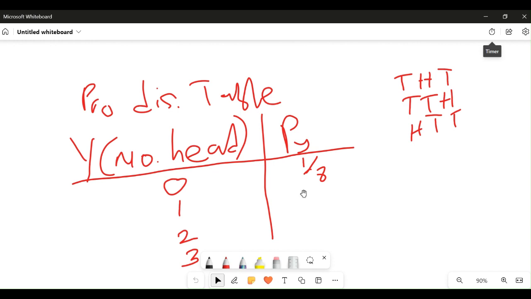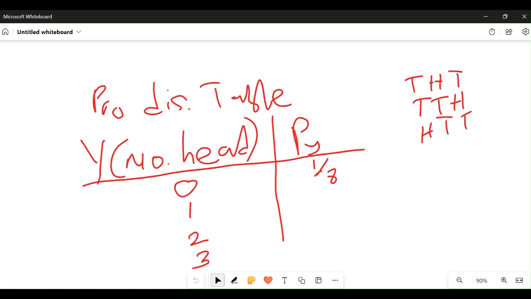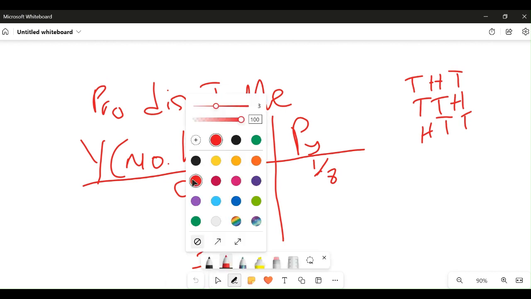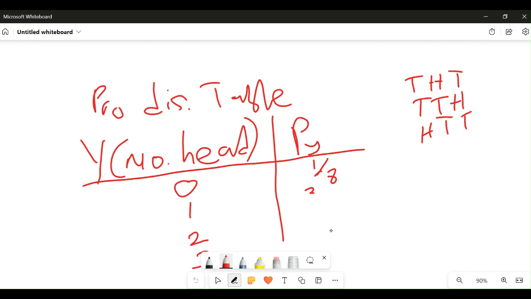Therefore, the probability of having one head will be 3 over 8. Now, what's the probability of having two heads?